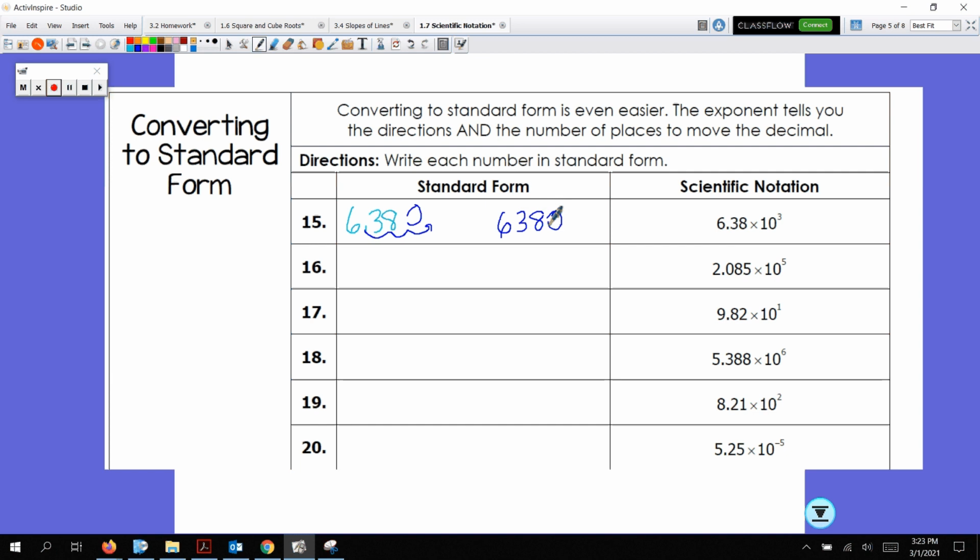Okay, now we're going to do it again. We got another positive exponent here, so I'll just keep this color schema going, okay? 2.085. It's a positive exponent, so it's going to be a big number. So we're going to move that decimal 1, 2, 3, 4, 5. We're going to drop in the zeros where we have missing digits, and our number is now 208,500.